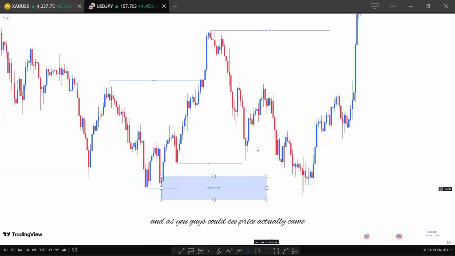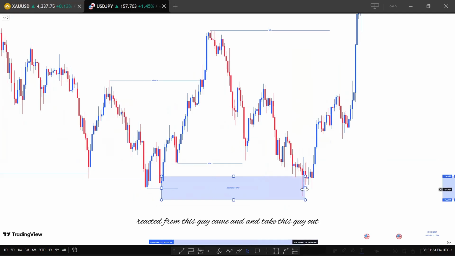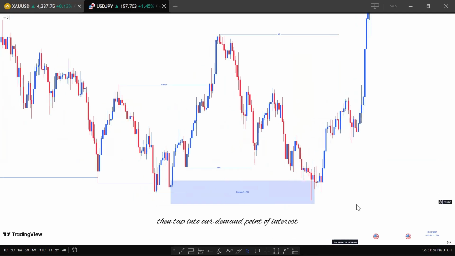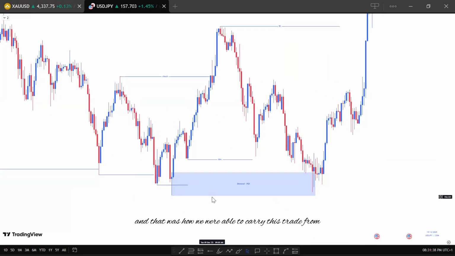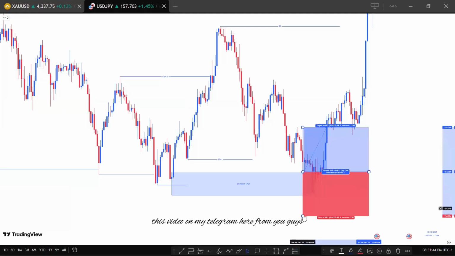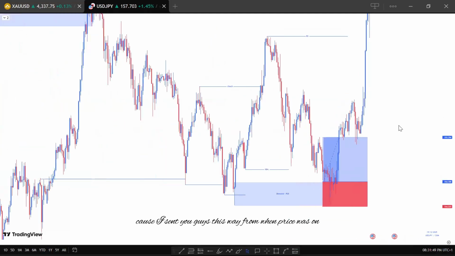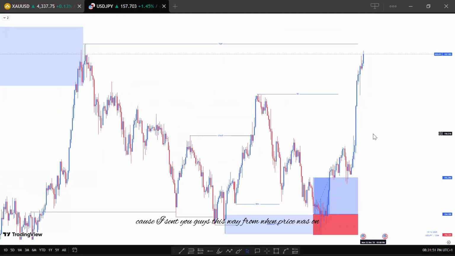And as you guys could see, price came, reacted from this guy, took this guy out, then tapped into our demand point of interest. And that was how we were able to catch this trade from this guy right here. I actually sent you guys this trade on my Telegram from when price had just tapped into this demand point of interest.